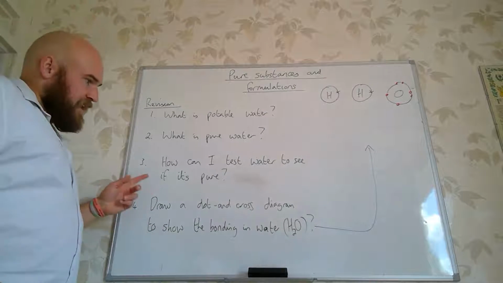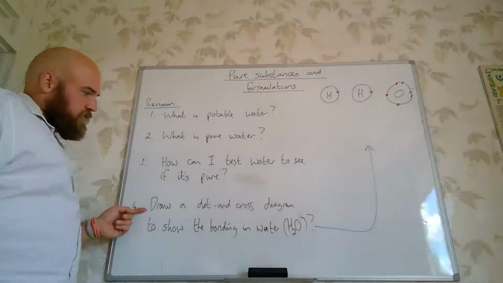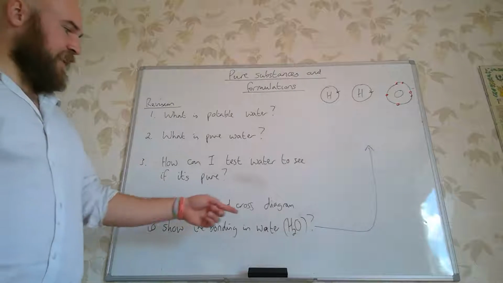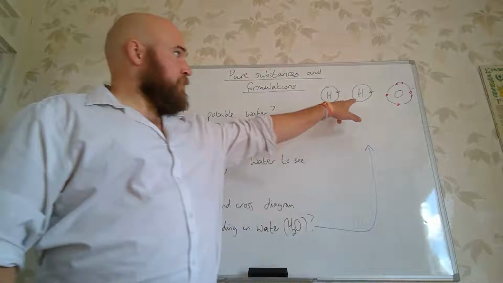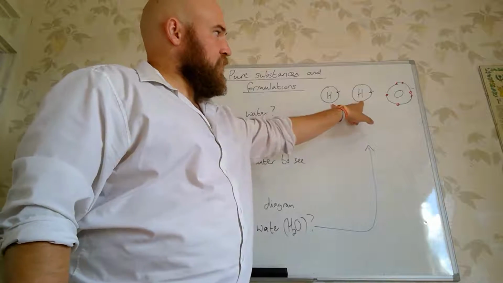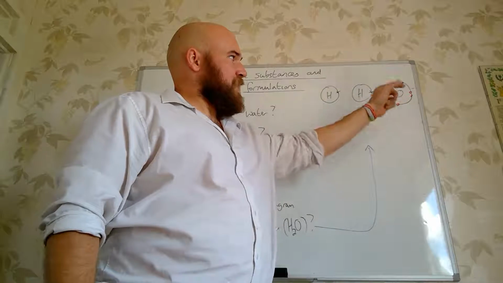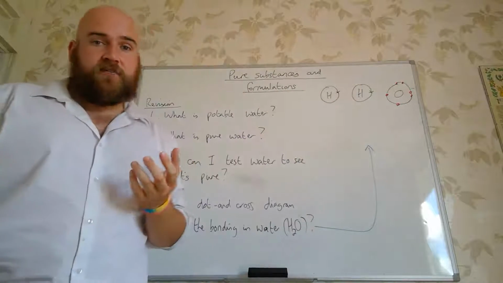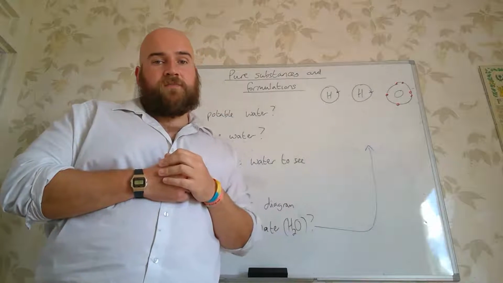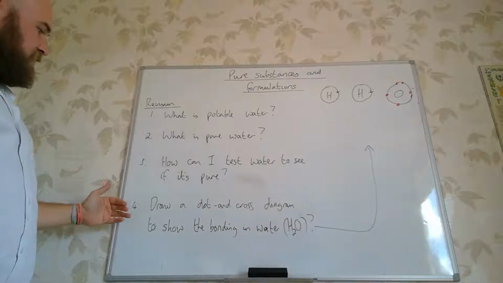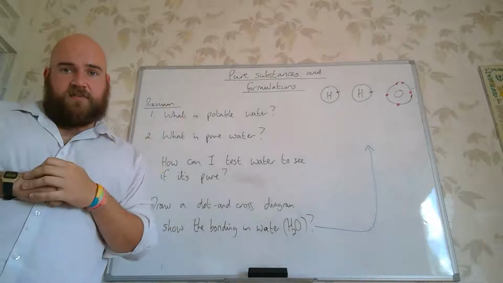And then the last bit, probably a tricky one, is to draw a dot and cross diagram to show the bonding in water. So you know that water is H2O. So I've got my two H's there with their one electron. I've got my oxygen with six electrons in its outer shell because it's in group six. Can you merge them together so that everything has a full outer shell? So if you want to answer these four questions, I'll give you 5 minutes and then we'll come back.